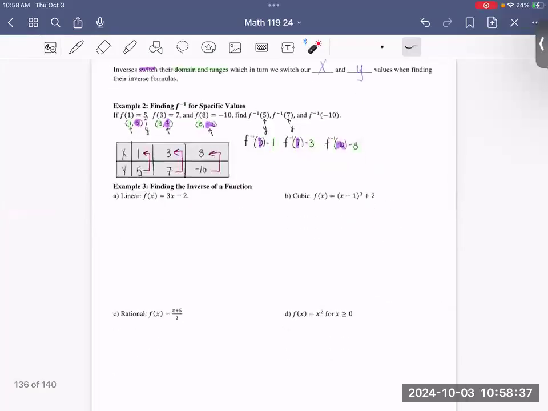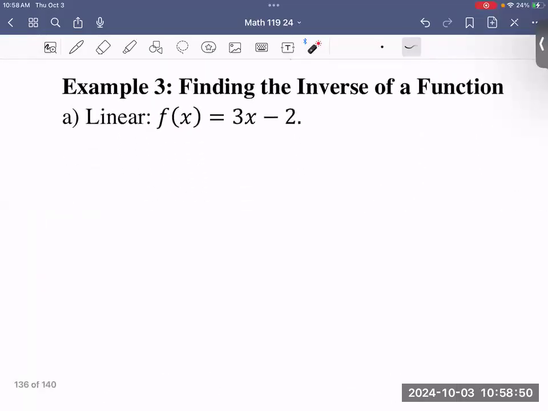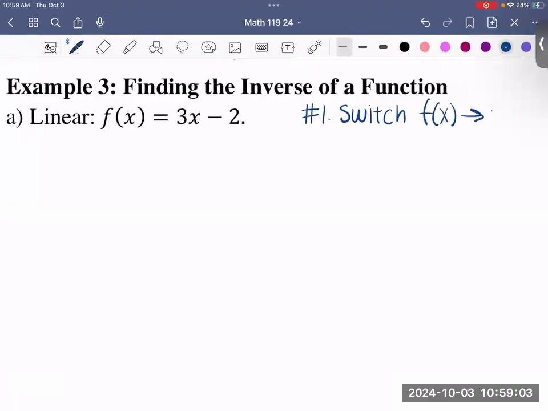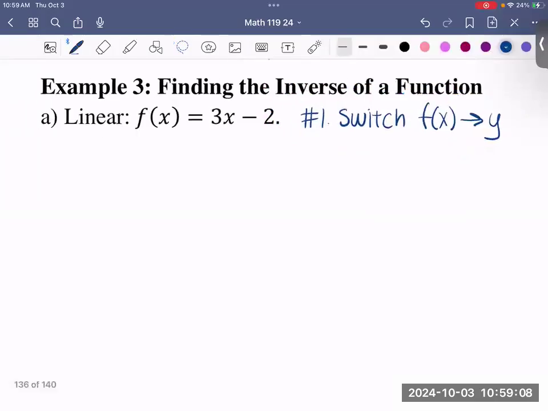Now, when it comes to finding an inverse of your function, finding the equation, right? Let's say we don't have a graph at hand. Instead, we want to find an equation. For example, take linear. Linear is probably one of the easiest ones to work with to start. So step one, we're going to switch f of x to y. So step number one, we're switching f of x to y. Y is equal to 3x minus 2.